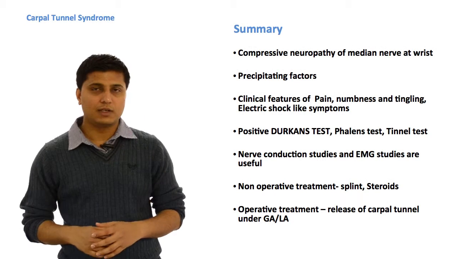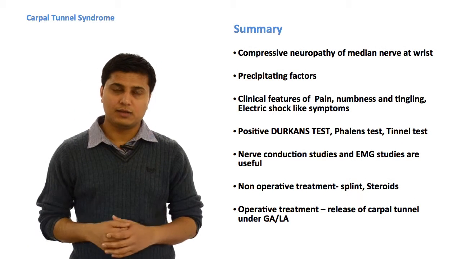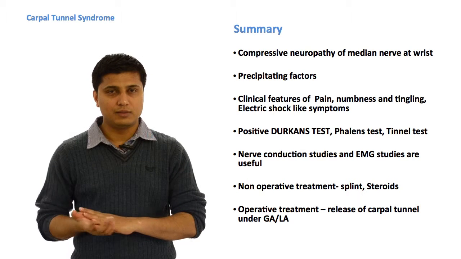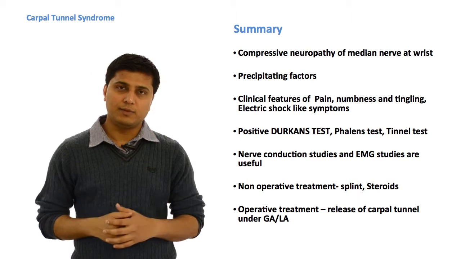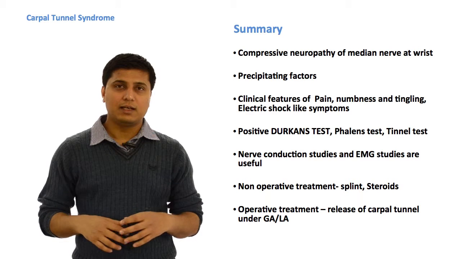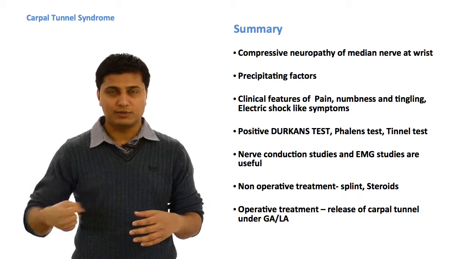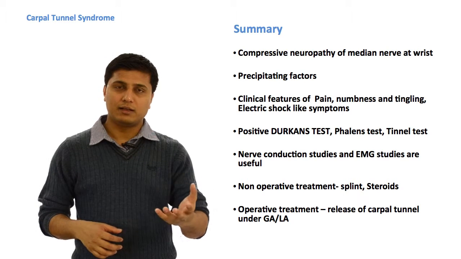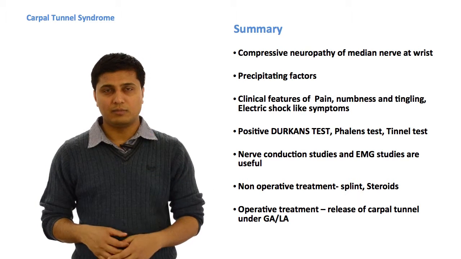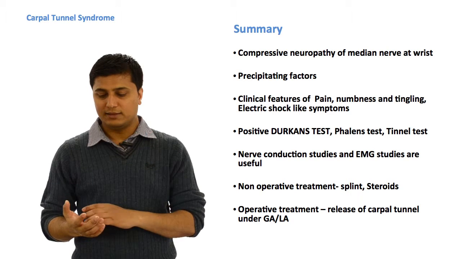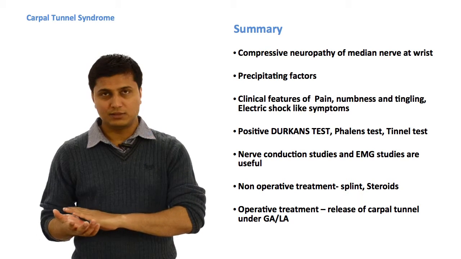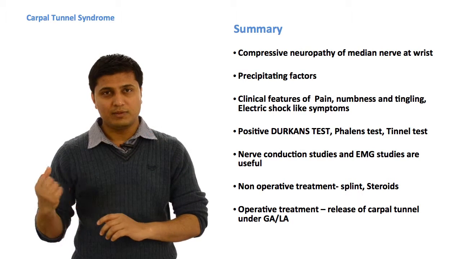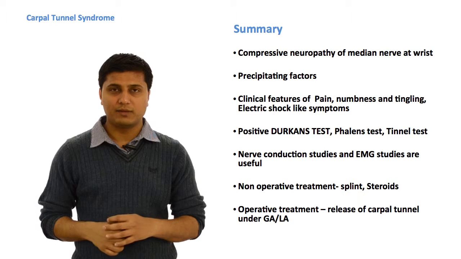So, in summary, carpal tunnel syndrome is a common condition. It's a compressive neuropathy of the median nerve within the carpal tunnel. Middle-aged females are commonly affected, and there are certain precipitating factors such as repetitive wrist movements and vibration. Medical conditions, for example diabetes and hypothyroidism, are commonly associated. Clinical features include sharp shooting pain across the distribution of the median nerve. There may be numbness, and weakness of grip strength.